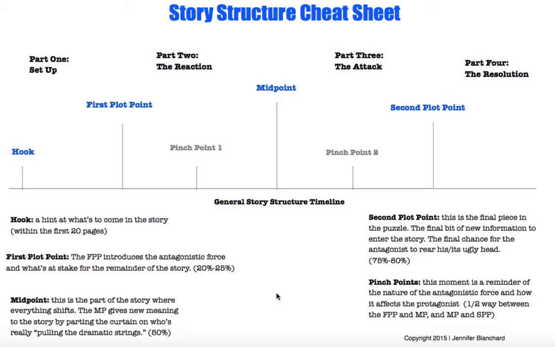And then we have your second plot point, and that is the final bit of new information to come into the story. It's the final piece of the puzzle. If this is a mystery, it's the final bit of information that the character needs to now know everything, have everything that they need to resolve the story. And a lot of times, right before the second plot point, you'll have an all hope is lost moment. That's basically just that moment where you feel like, crap, this guy's going to die, or it's not going to make it out, or this is never going to work, or they're never going to solve this.